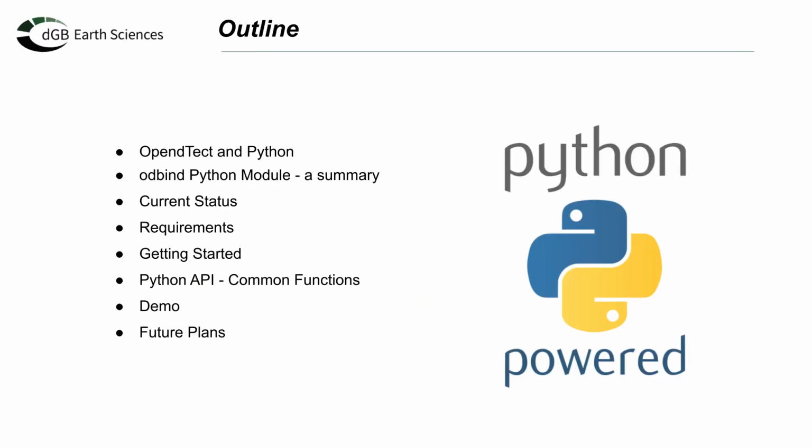The plan for this webinar is to start by providing some background on OpendTect and Python, and then an overview of the odbind Python module itself, its current status, what you need to use it and how to get started, as well as some information about the structure of the Python API. After that, I'll present a short Jupyter Notebook demo to show some examples of what is possible, and then finish up by describing our future plans for the module.